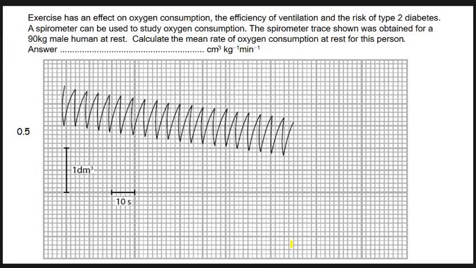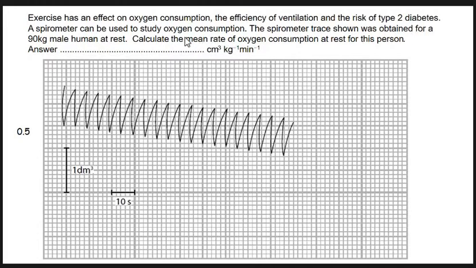So this is an exam question looking at spirometer traces. I've got a couple for us to look at. And the question here is, exercise has an effect on oxygen consumption, efficiency of ventilation and risk of type 2 diabetes. Fair enough. A spirometer can be used to study oxygen consumption, which we know because we've looked at the structure of how a spirometer works. We've already looked at how to calculate using these traces.